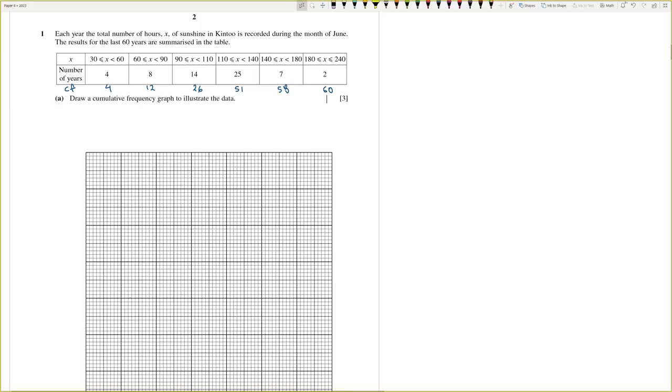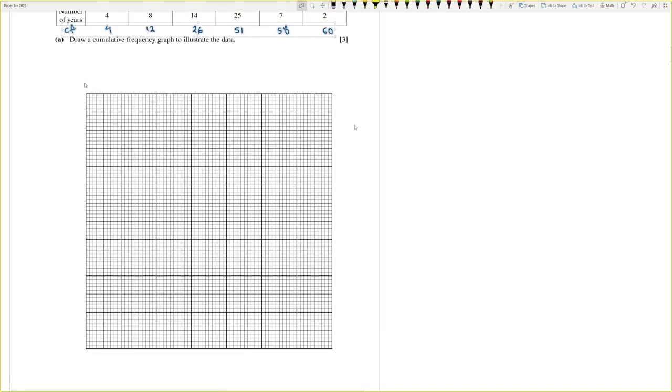Let's draw the diagram. We need to give proper scaling. So you remember, you always have cumulative frequency on the y-axis, okay? So CF on the y-axis.